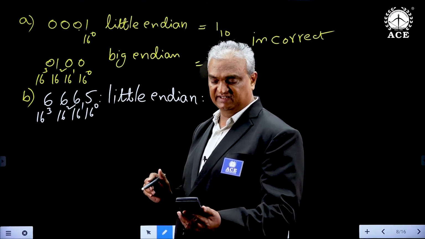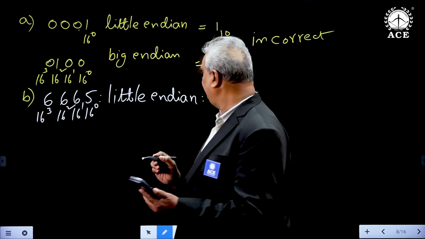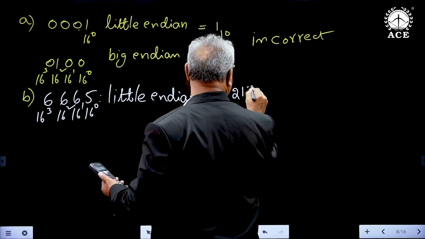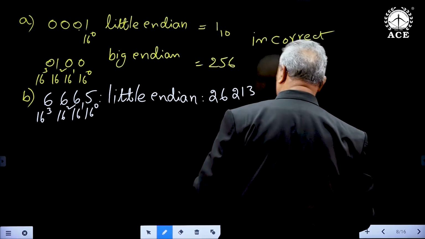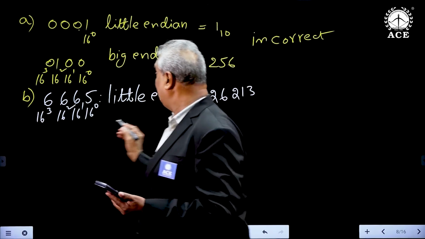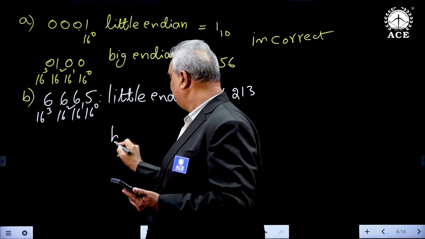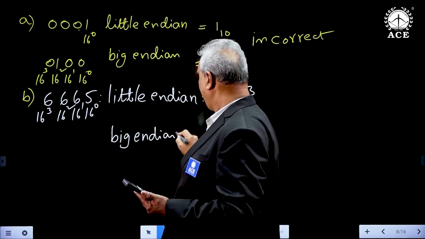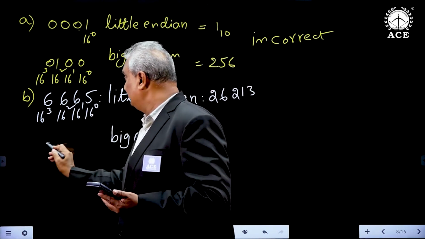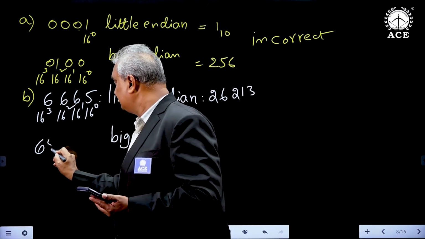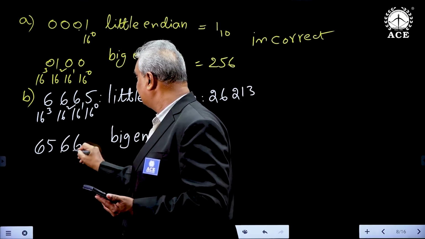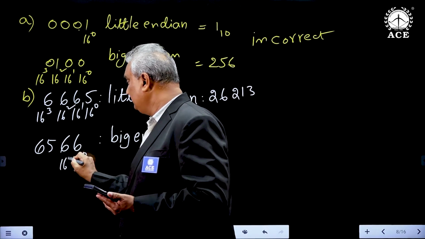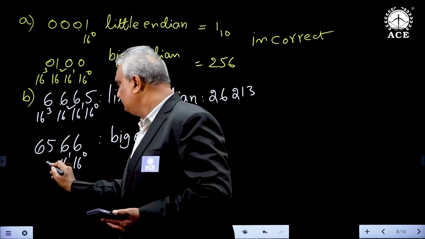What about decimal value for this? 26,213. What about big endian? Same big endian. In this, write the lower byte first. 65. Next, 66. Then 16 power 0, 16 power 1. I am going to find the numerical value. 16 square.